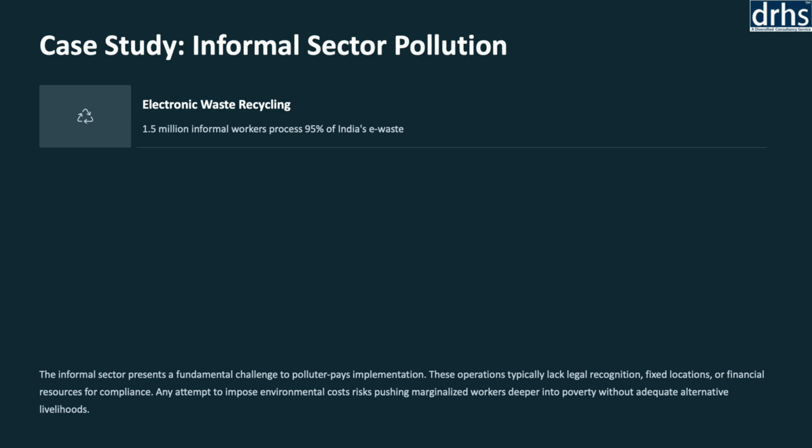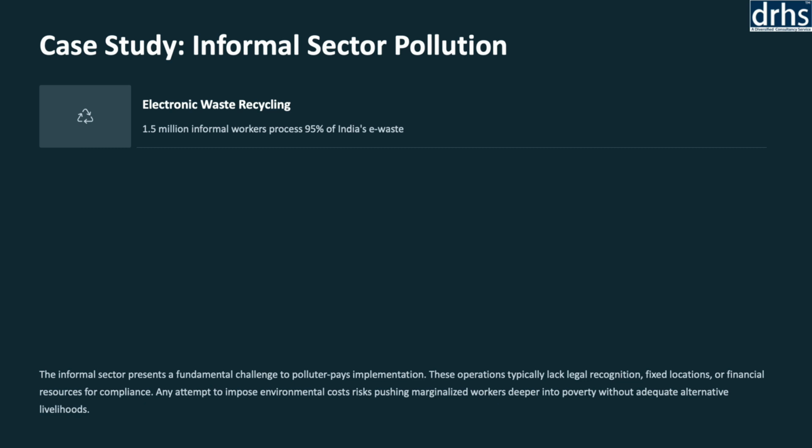globally. A significant portion of this waste is handled by the informal sector, which comprises thousands of unregistered recyclers, scrap dealers, and manual workers operating in densely populated urban areas like Seelampur in Delhi, Moradabad in Uttar Pradesh, and Chennai in Tamil Nadu.